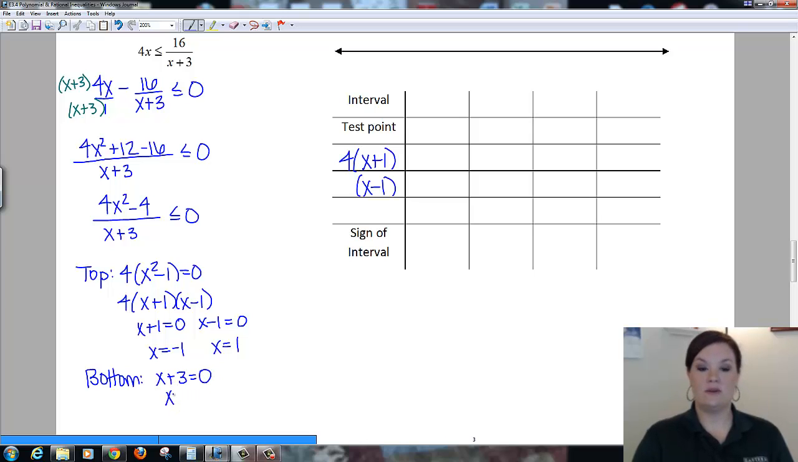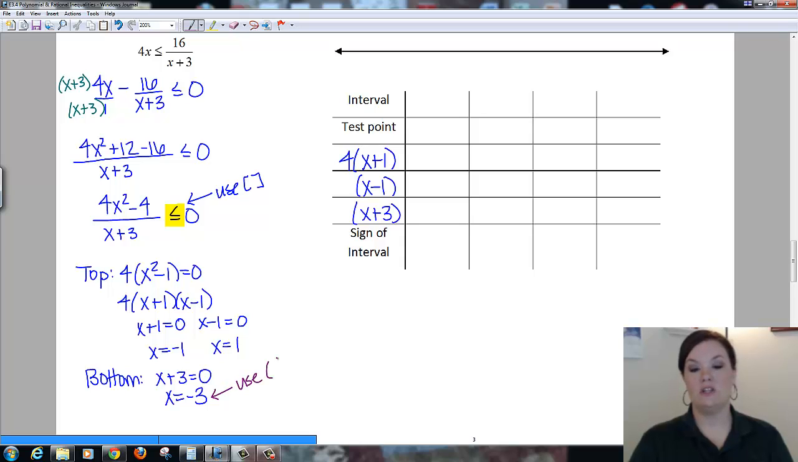When I set that equal to 0, that gives us x equals negative 3. And that factor was x plus 3. Now, just like before, when I look at this symbol, I have a less than or equal to. A less than or equal to is telling me to use brackets because, as an equal to bar, I am including that 0. But since I have a rational inequality, any zeros from the denominator have to be excluded. So for x equals negative 3, I'm going to use parentheses because the denominator cannot be 0.